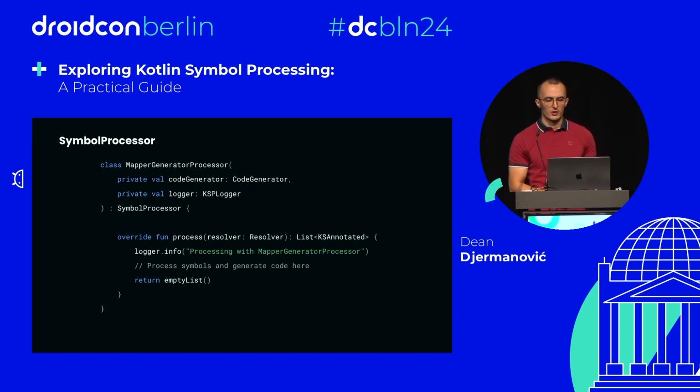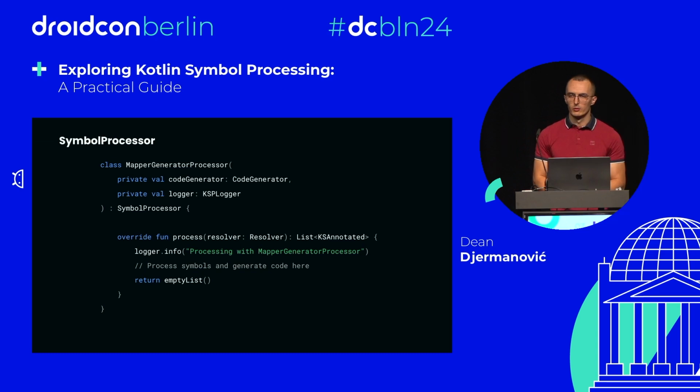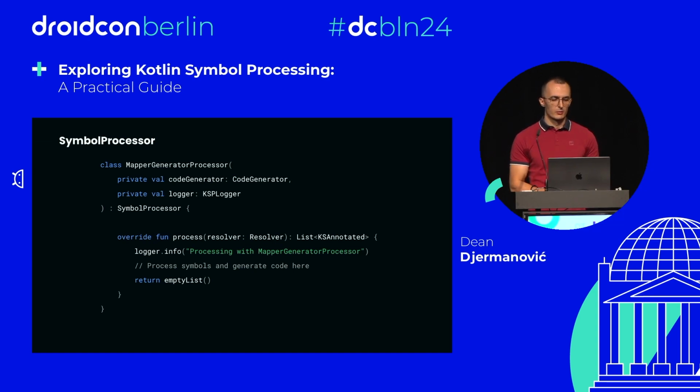Inside of our process function, all we do currently is log a simple informational statement so that we can later verify if our symbol processor works as expected. Also, in our case, process function returns an empty list. This list represents a list of symbols that couldn't be processed in this round and should be deferred to a later round of processing. So KSP supports multiple round processing, but that's a bit advanced topic and it's out of the scope of this talk.